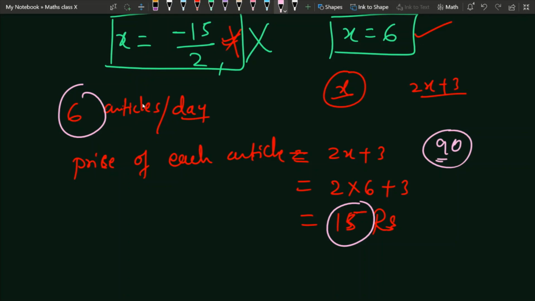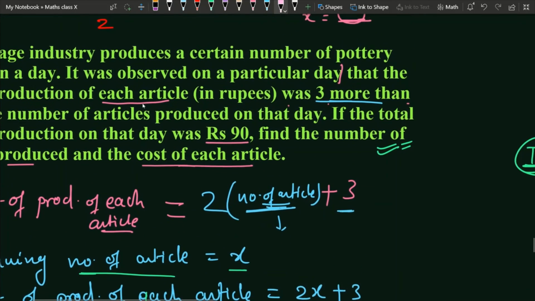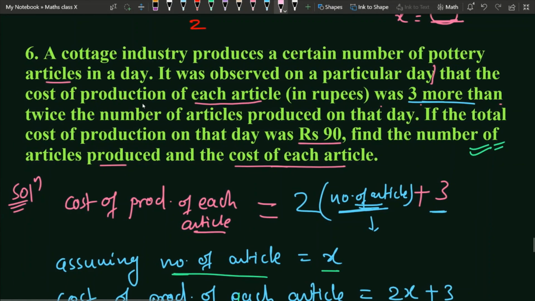You apply the analogy. They are producing 6 articles in one day. The price of each article is 15. How much money of articles are they producing? 6 articles are there, 15 rupees each article. 15 into 6, 90 rupees only. That's what is given in the question: the total cost of production on that day was rupees 90. So that's the situation. Fine, thank you very much.